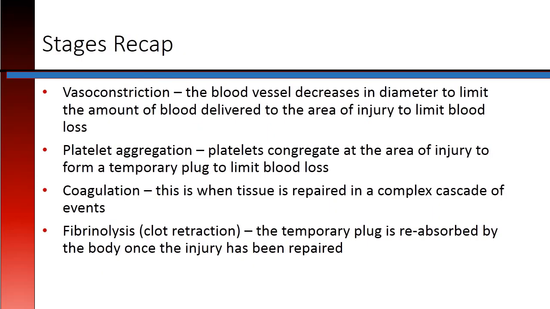This slide presents a recap of the 4 stages of hemostasis. It may be printed off for easy review.